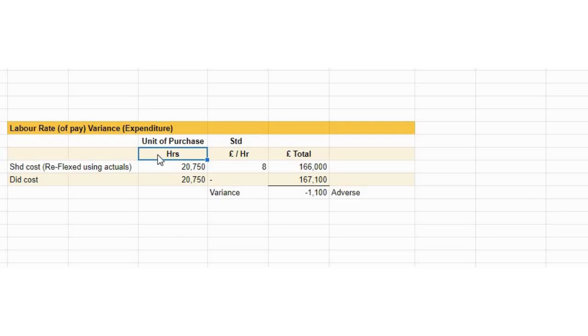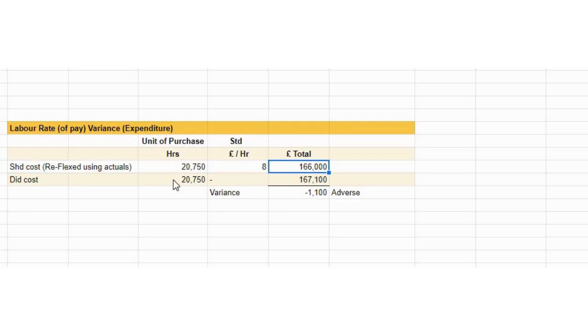Now the company purchases labour in units of 1 hour, so the unit of purchase is hour, and in total the company paid for 20,750 hours at the standard rate. If we reflex, I'm calling it reflex in the budget, at the standard rate the company should have paid £166,000 for labour, based on 20,750 hours at standard cost.